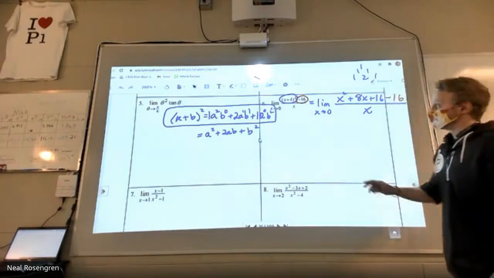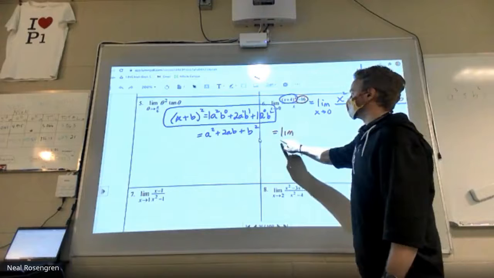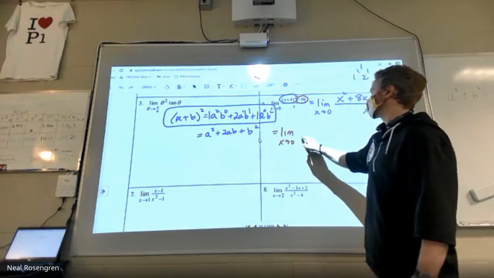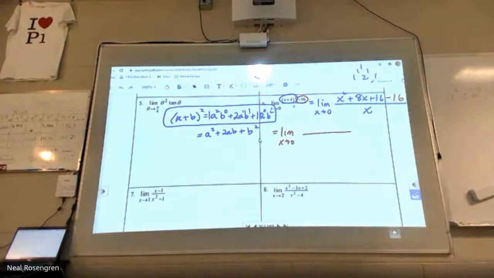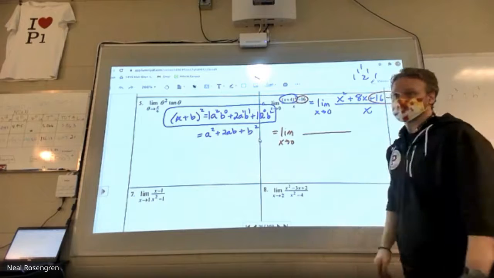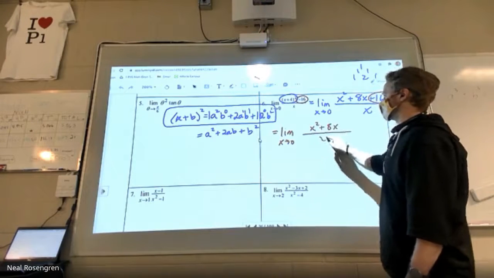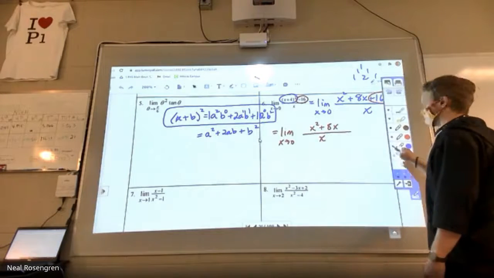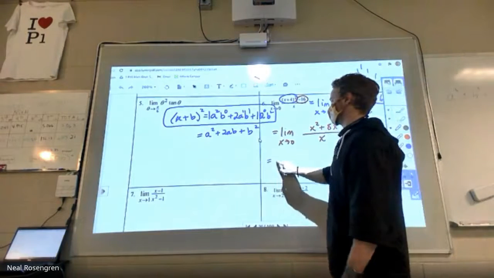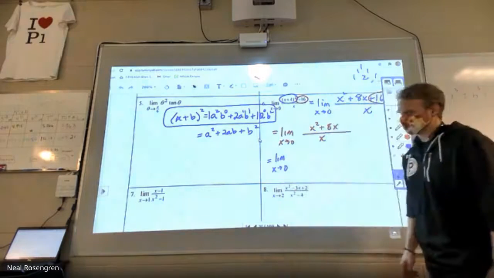So being able to expand might actually help us make things a little bit simpler. What do you see? Do you see anything in there? Yeah, all right, there's 0, plus 16 minus 16. So all we have left is x squared plus 8x over x. Okay, now what?